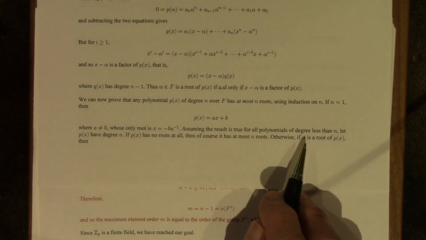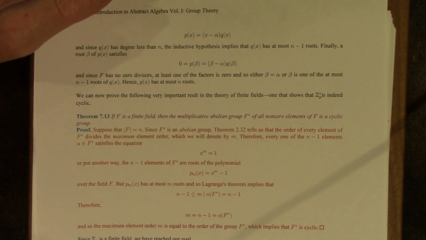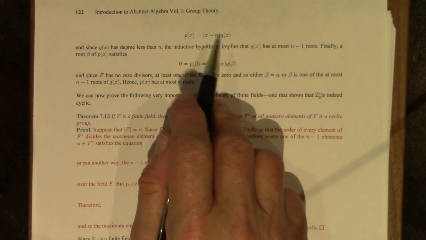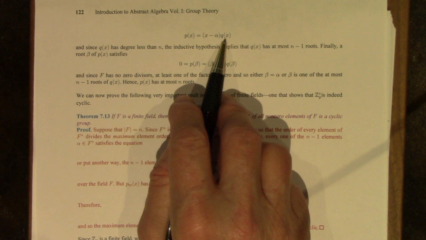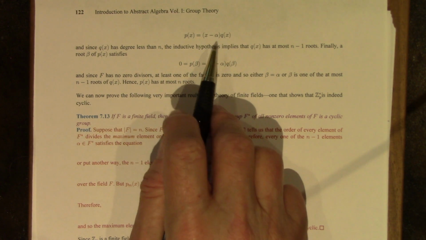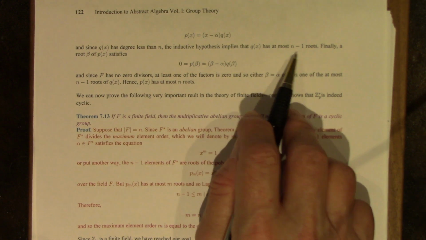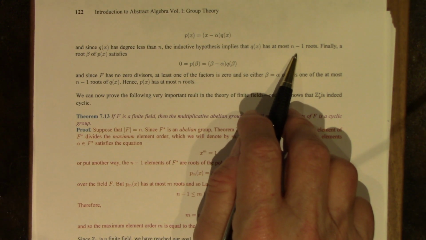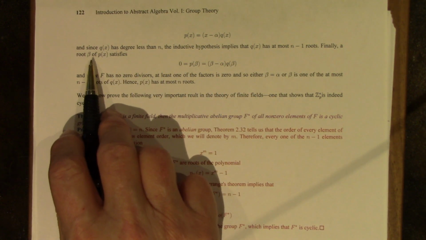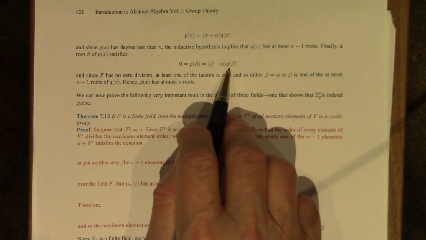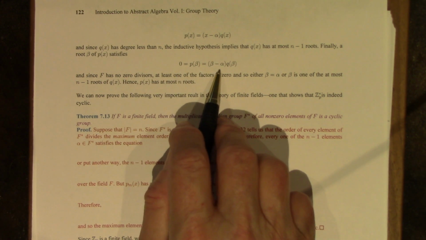Otherwise, if alpha is a root of p(x), then we can factor like this. And since q(x) has degree n minus 1, less than n, the inductive hypothesis implies that q(x) has at most n minus 1 roots. Finally, a root beta of p(x) then satisfies this equation: 0 equals p(beta) equals (beta minus alpha) q(beta).